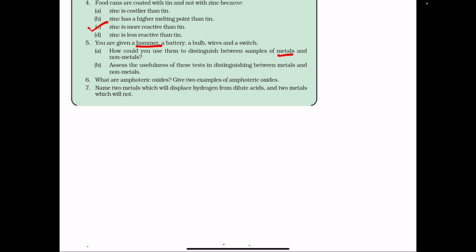Hammer. Metals, when they are hammered, form sheets, and this property of metals is known as malleability. Whereas non-metals cannot be beaten into sheets.